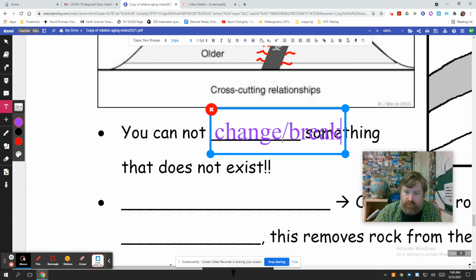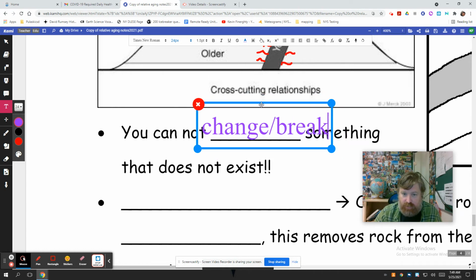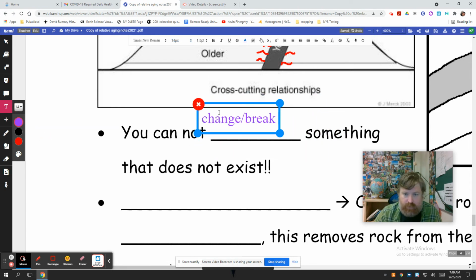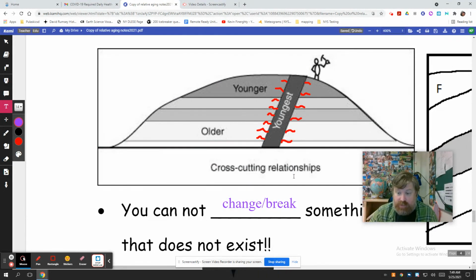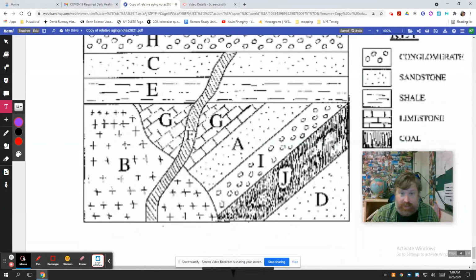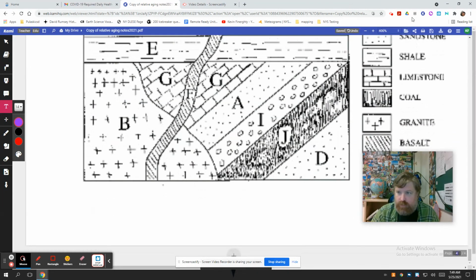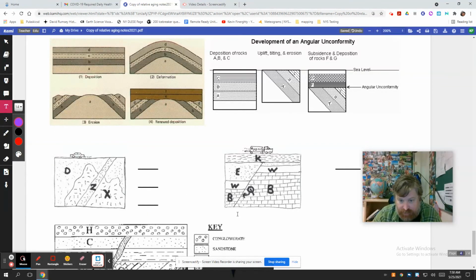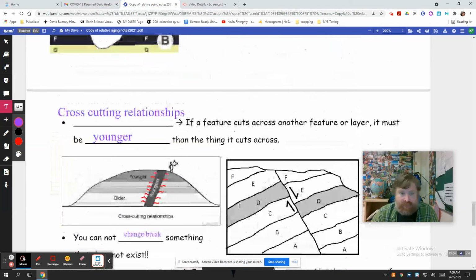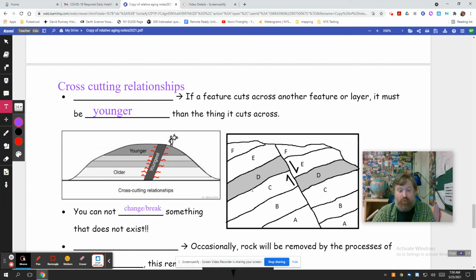Or break. When I say break, that'd be like with the faults, right? You can't change or break something that doesn't yet exist. So cross-cutting relationships is a really powerful tool for letting us know what a young thing is. And it'll get challenging in spots. Let's zoom back out a little bit. Like here, I see a fault that broke some rock layers but didn't break K. So these other rock layers must have existed, but K doesn't yet exist. So that's going to be the thing you watch out for. That's how cross-cutting relationships will be helpful.